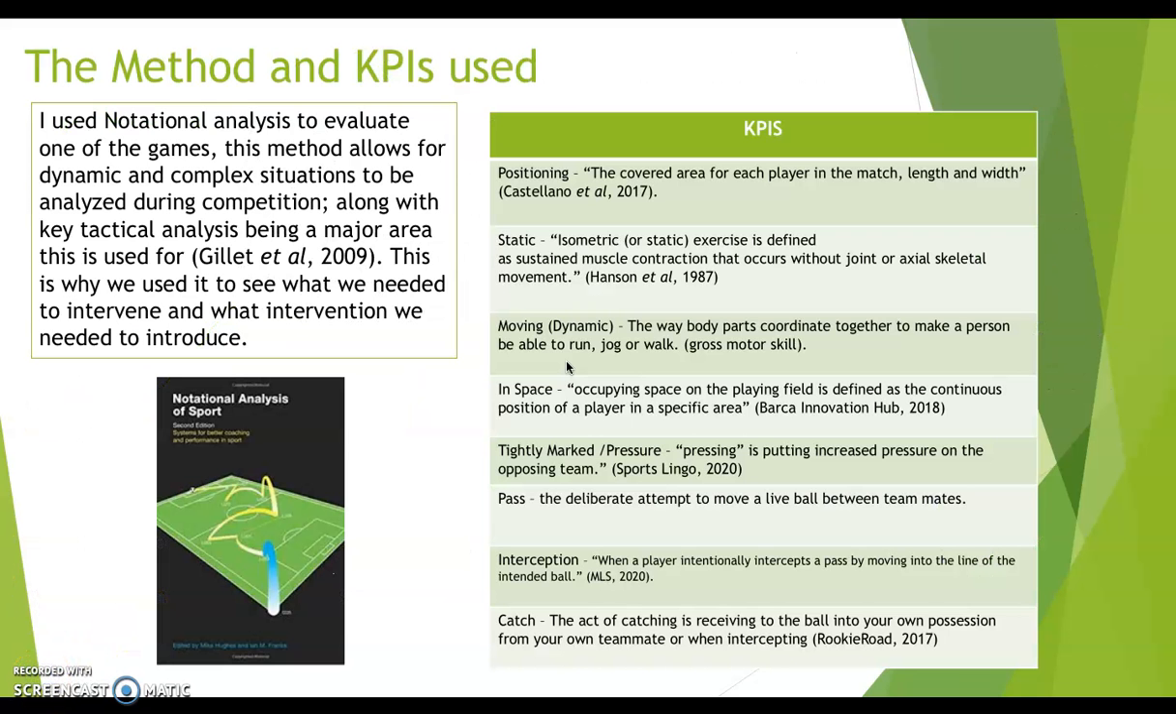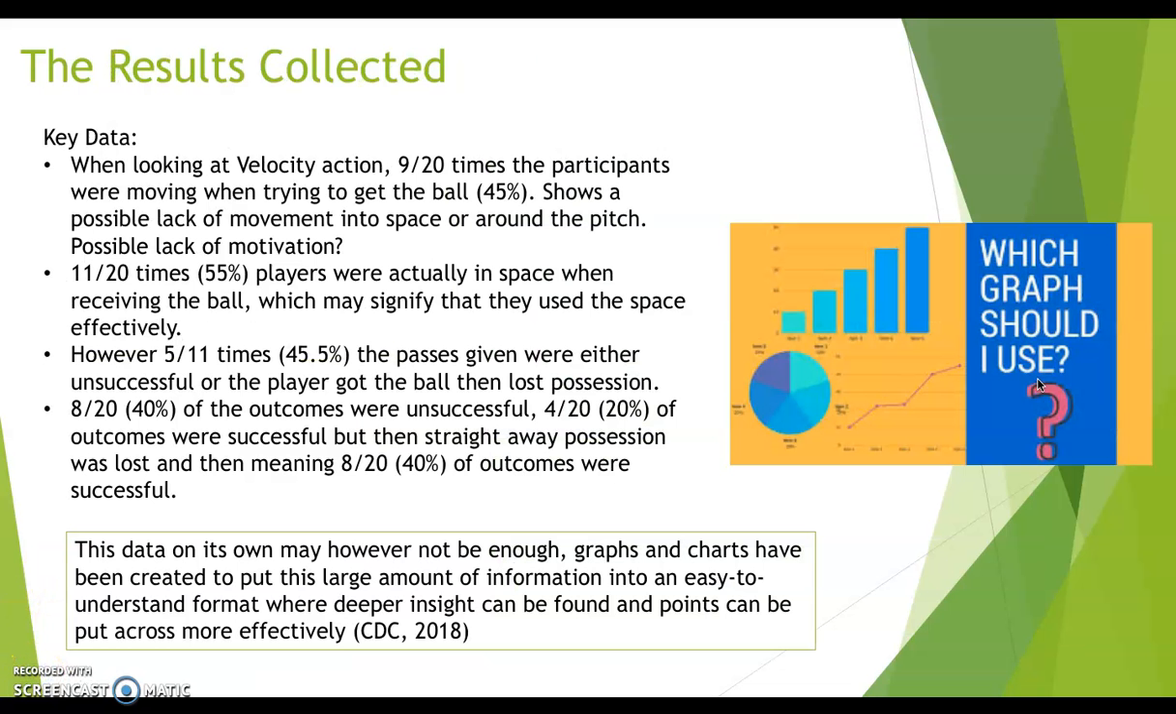I used a notation analysis to evaluate one of the games. This method allows for dynamic and complex situations to be analysed during competition, along with key tactical analysis being a major area it is used for (Gillette et al., 2009). This is why we used it, to see what we needed to intervene on and what intervention we needed to introduce. The KPIs I used were positioning, static, movement, in space, tightly marked, pass, interception and catch. The definitions are on the right side, but subsections were made, like velocity action, pressure action and outcome, to give these details. These were the results that I collected.